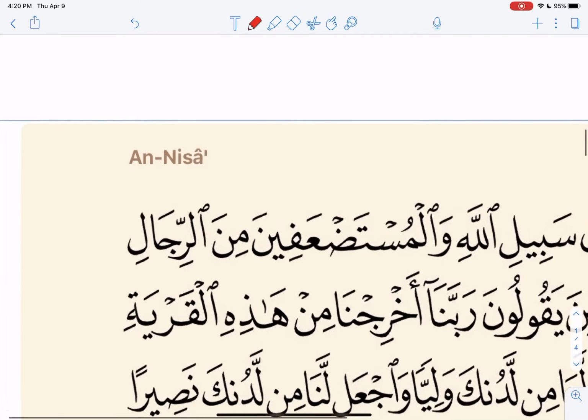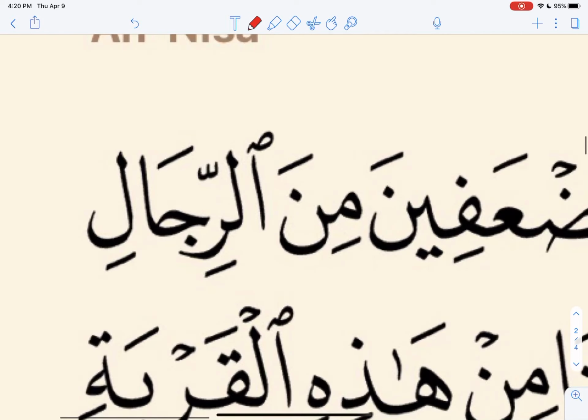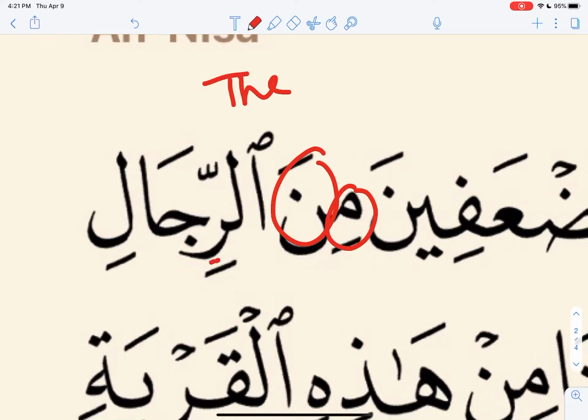And then here we have mi, na. Now this lam, I just told you guys about it. Are we going to pronounce this lam, yes or no? This is lam al-ta'rif again. This is like saying the. So are we going to say this L, yes or no? No, we are not. Why?